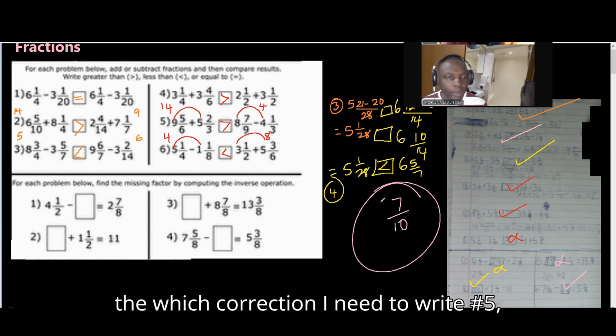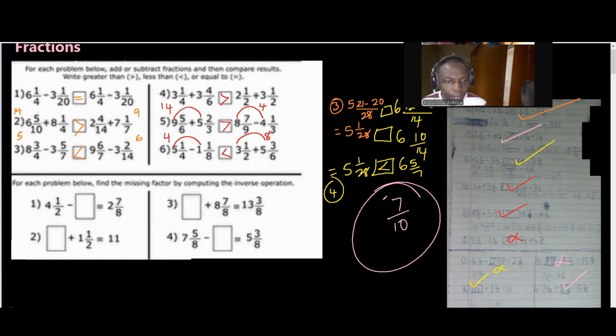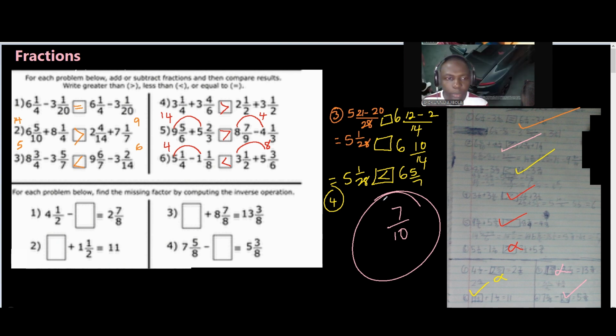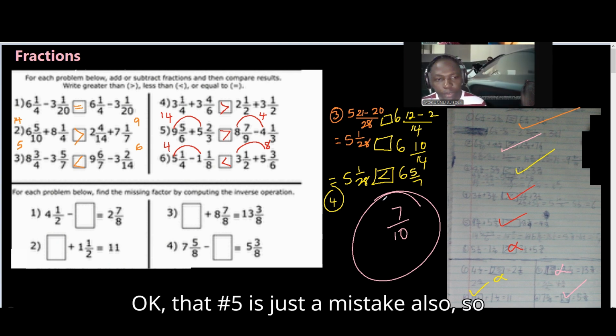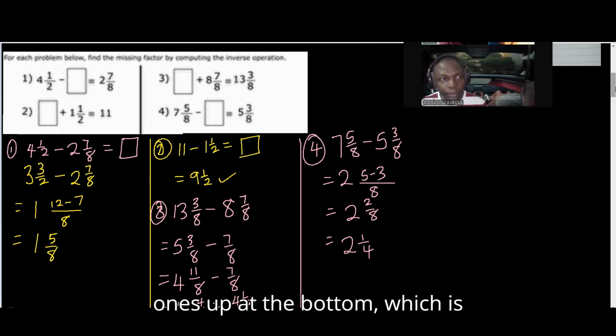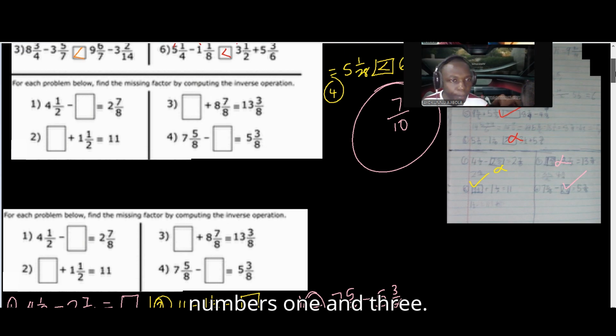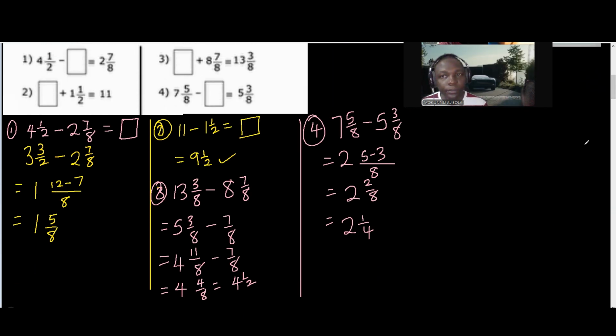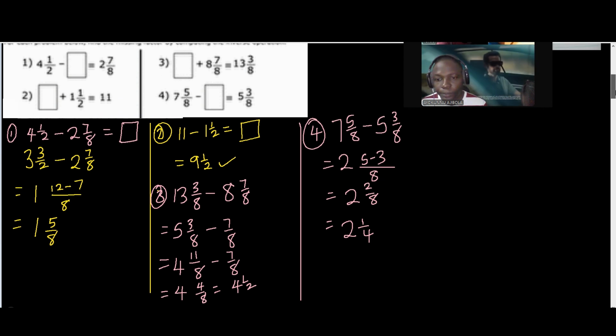So you can write which correction are you to write? Number 5, then the other ones. Okay, that number 5 is just a mistake also. So just correct it, then write the other ones at the bottom, which is numbers 1 and 3. Okay, exactly.